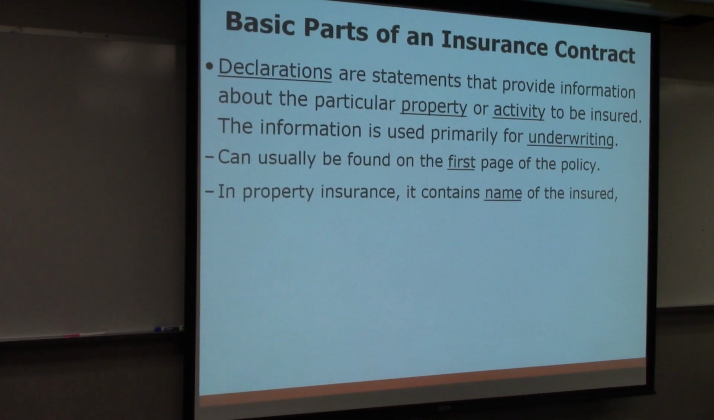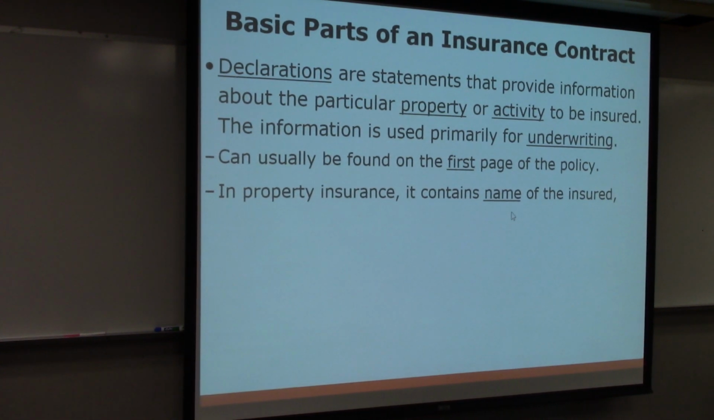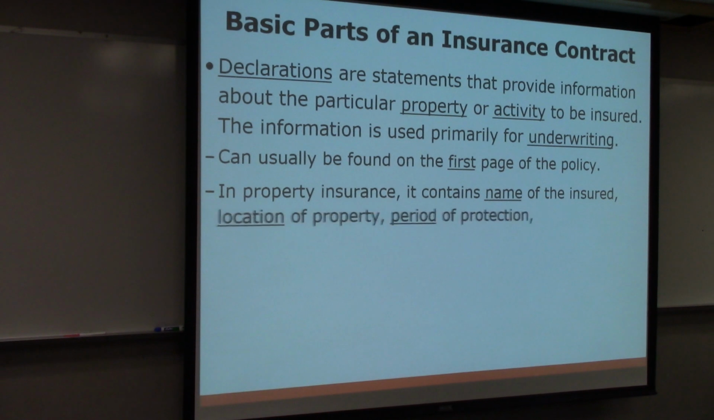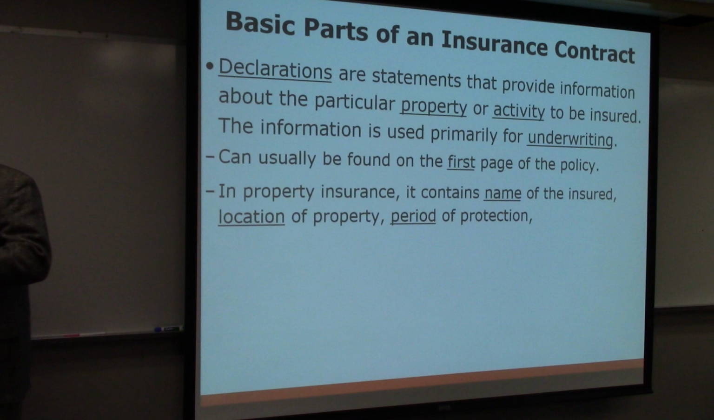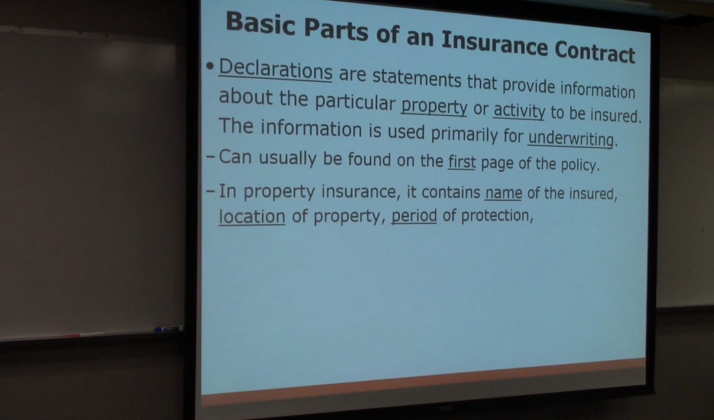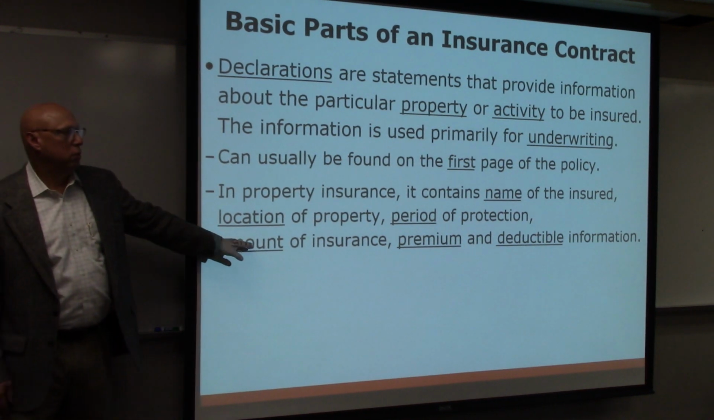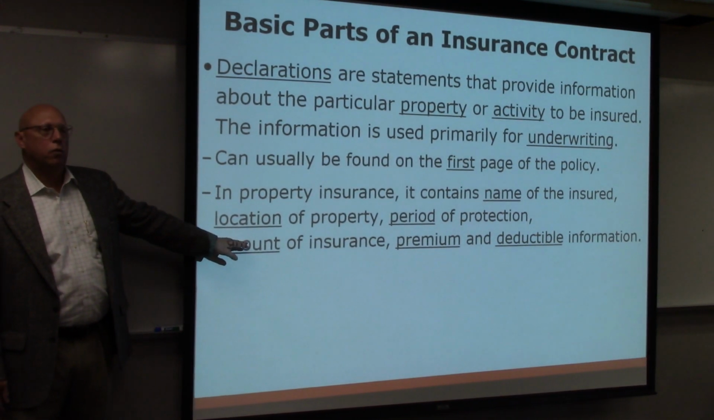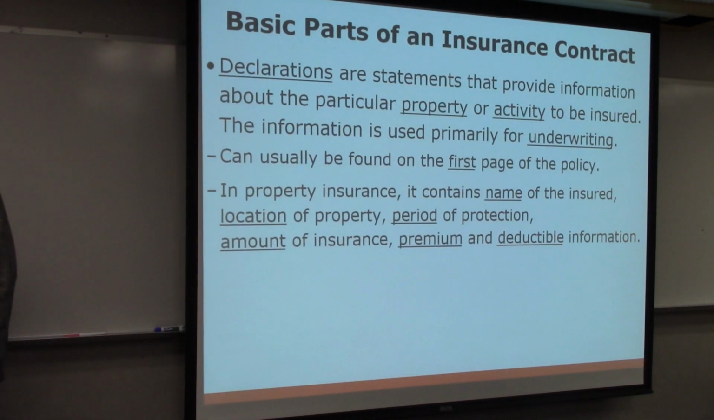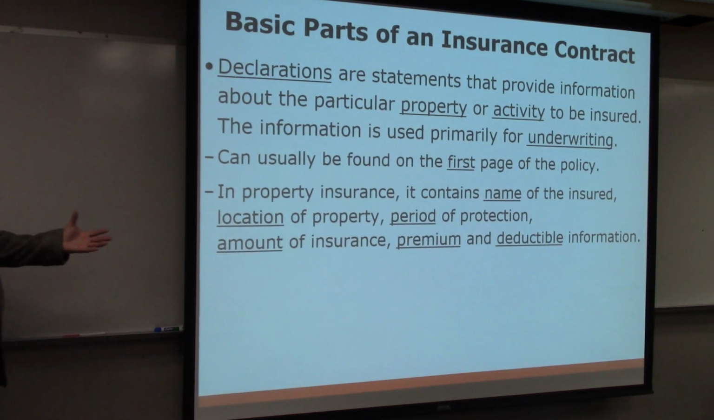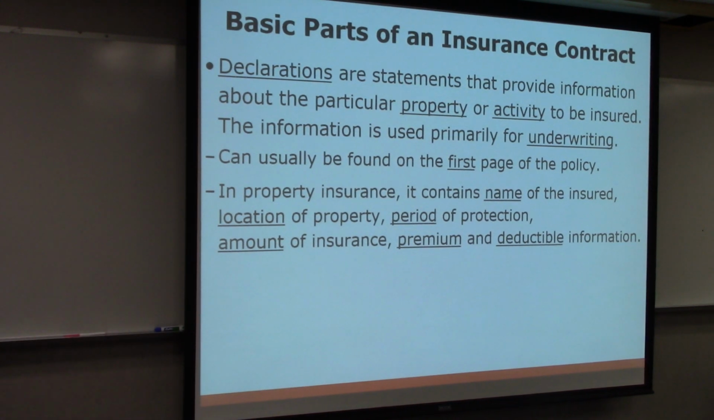And it'll say at the top, declarations page. Okay? So in property insurance, it contains the person who has taken out the policy. The location of the property, how long the policy runs, the amount of insurance or the amount of coverage, the limit of coverage on the property, what the premium is, and what the deductible is.